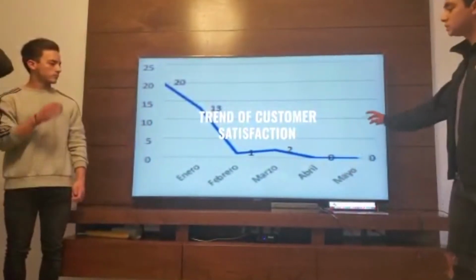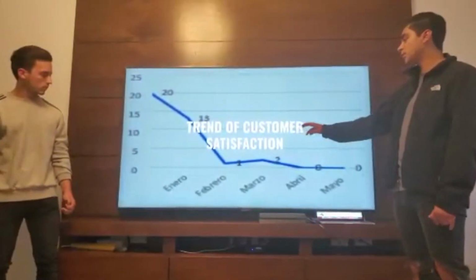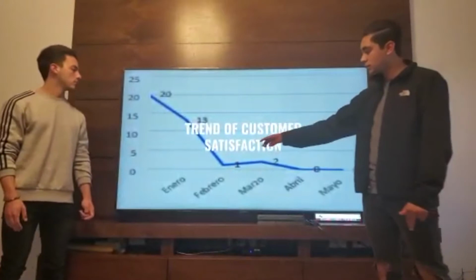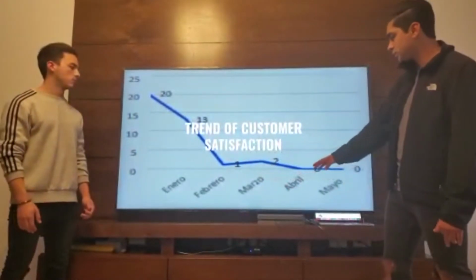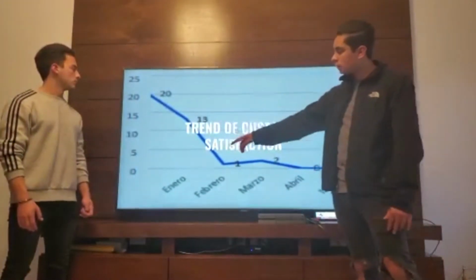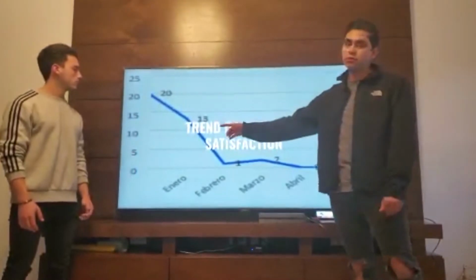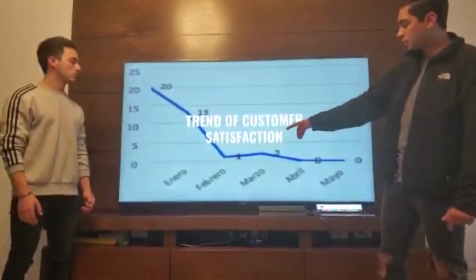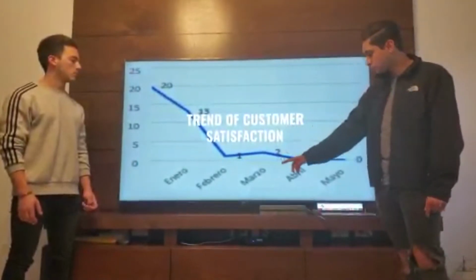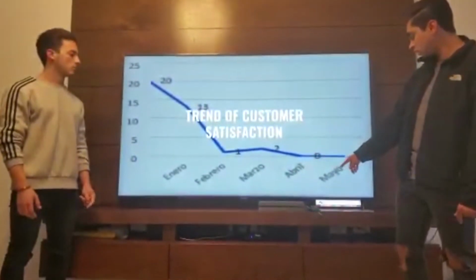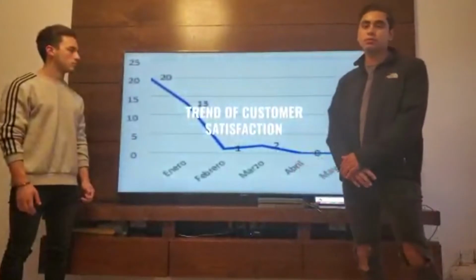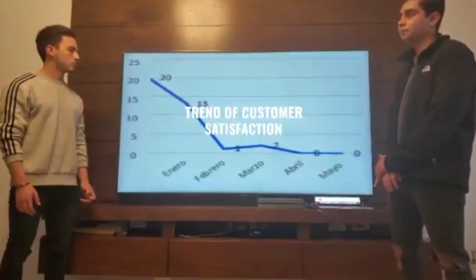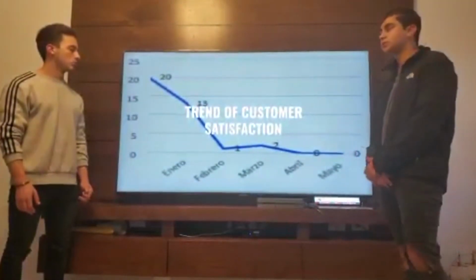As we can see in this chart, there was the current customer satisfaction, and it's divided by each month. And as you can see, in the first month, that was January, we have 20 complaints by the customers, and then on February, 13 complaints, on March just 1, in April 2, and on May it drops to 0 before we apply the 5S.